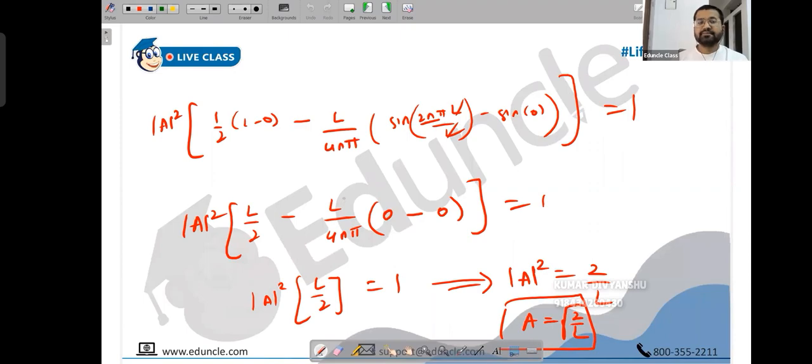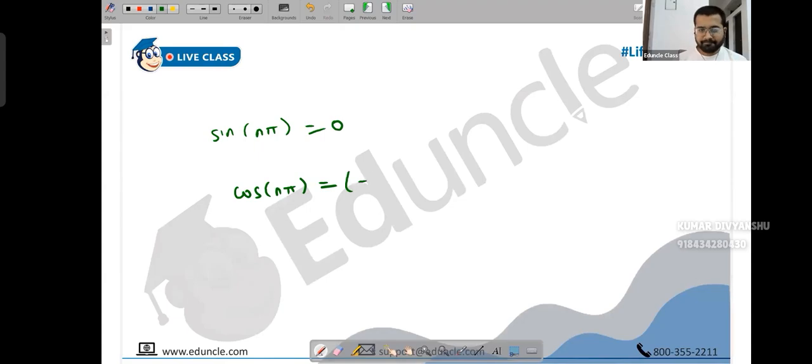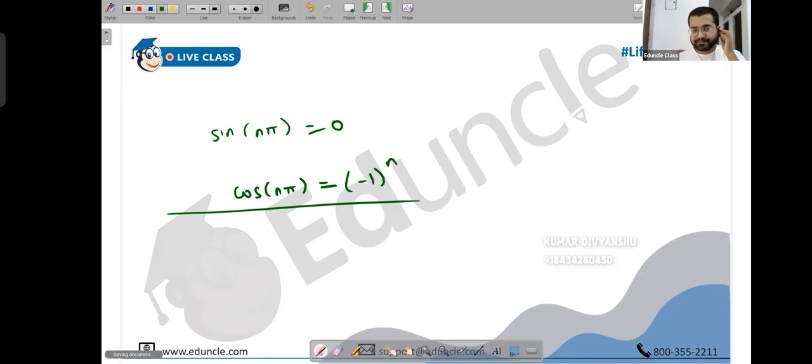Tell me if you're writing these. Actually, I want to ask before, because we are discussing this. Sin of n pi is always 0, like you know. Understood this, right? 1 pi, 2 pi, 3 pi, 4 pi, even pi, odd pi doesn't matter. Integral multiple of pi is 0. What is cos of n pi? Minus 1 to the power n. Good, so you know this. Basically, if n is even, you get 1. If n is odd, you get minus 1. So cos 0, cos 2 pi, cos 4 pi, cos 6 pi is 1. But cos 3 pi, 5 pi, 7 pi, 9 pi is minus 1.